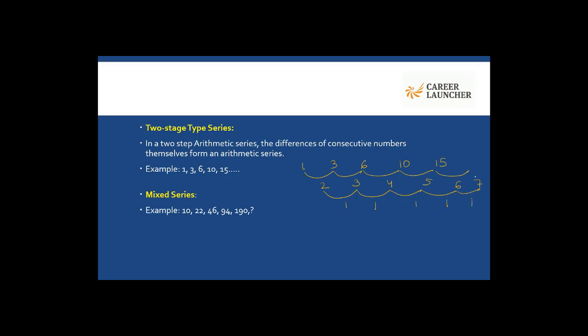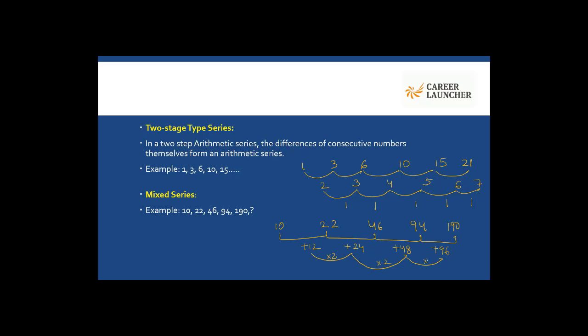So the next number here should be 21. Then mixed series. Here we would see we've added 12, then we have added 24, 48, 96, and if we go one step below, we would see here we are not adding, rather we are multiplying. The difference is being increased because of the multiplication by 2.